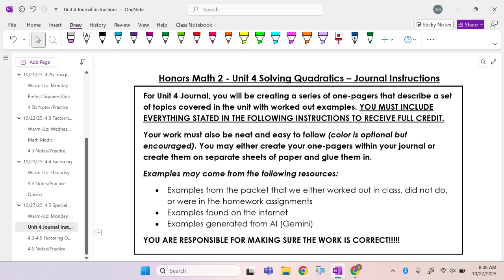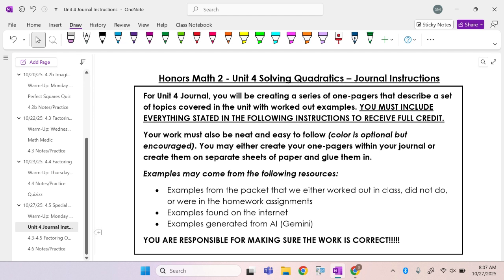All right. Now, essentially, for every lesson in this unit, you're going to be making a one-pager. We did group together lessons that talk about the same thing. So, for example, 4.3 to 4.5 is all factoring, so that's just all going to be one one-pager. Your guidelines are here. In the box, those are the general directions.